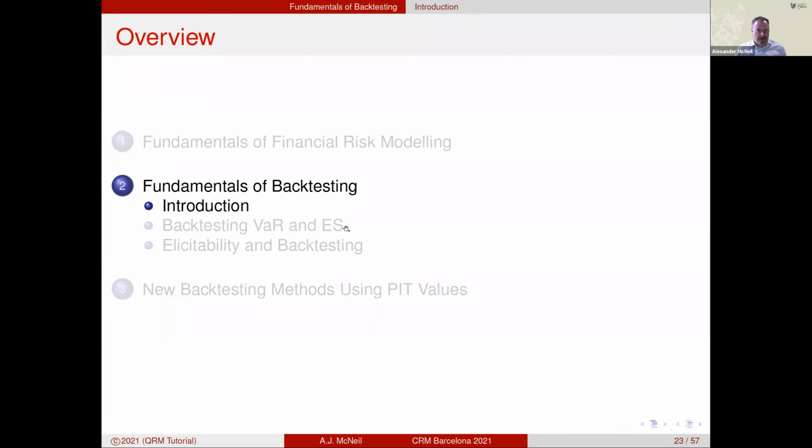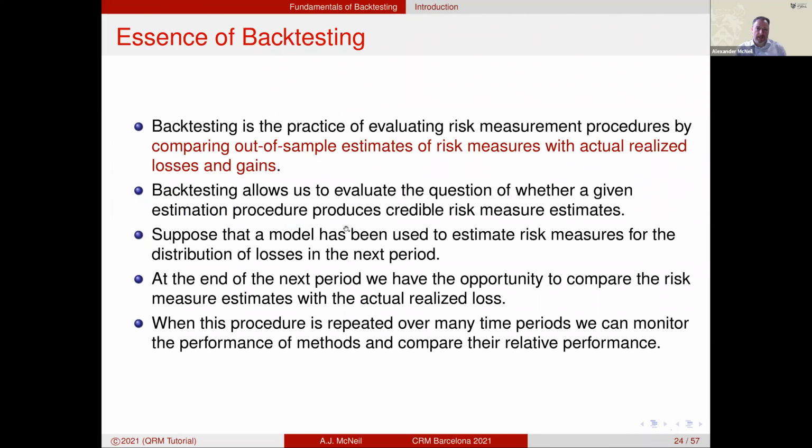So as an introduction to backtesting, what's it about? It's the practice of evaluating risk measurement procedures by comparing out-of-sample estimates with actual realized losses and gains. So we can make a forecast, let's say for the next day, using our risk model. We can make a forecast of VaR for the next day. We can make a forecast of expected shortfall. And after 24 hours, we can compare with what is actually realized. We have a realized value of the P&L.